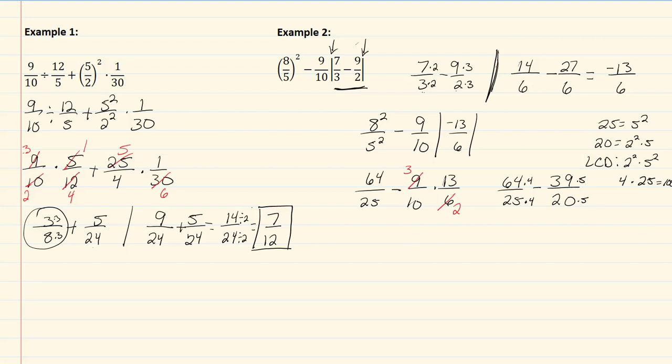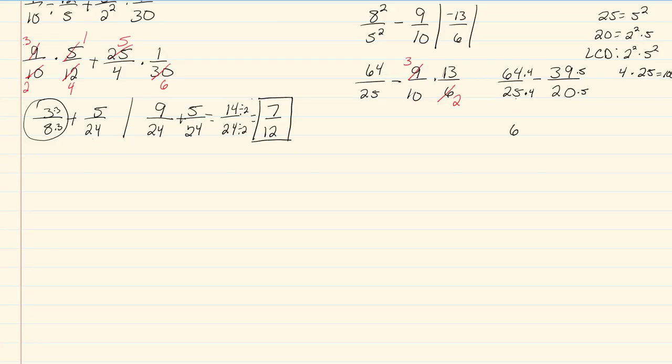Let's give ourselves a little bit more room. 4 times 64: 4 times 4 is 16, 4 times 6 is 24, plus 1 is 25, so 256. 4 times 25 is 100, minus 5 times 39: 5 times 9 is 45, 3 times 5 is 15, plus 4 is 19, so 195. Again, that'll be over 100. 256 minus 195 is going to give us 61 over 100. 61 is a prime number, so there will be no common factors, and that is my answer.